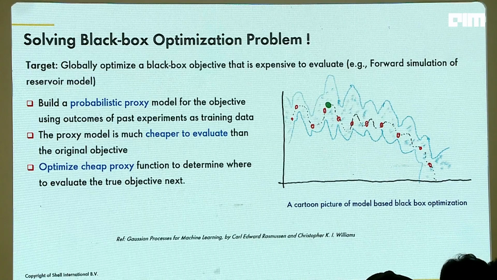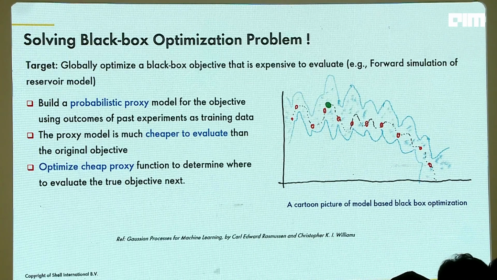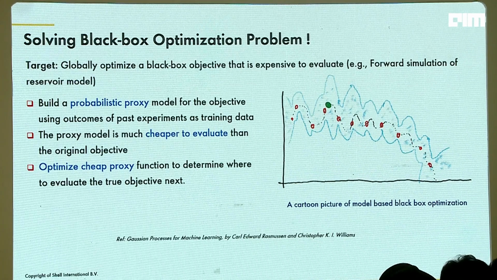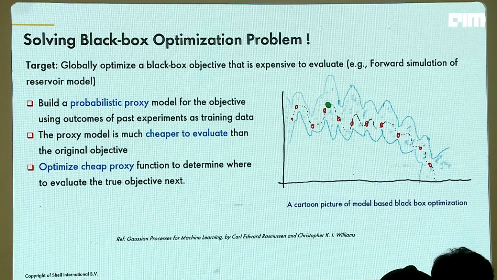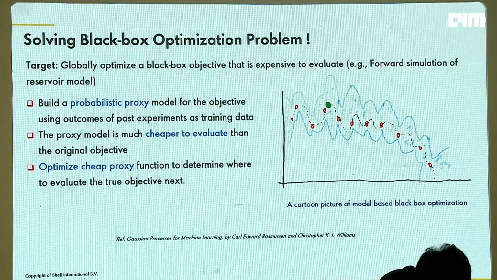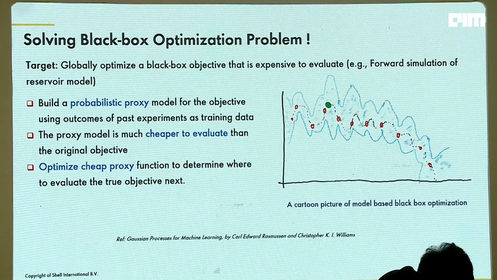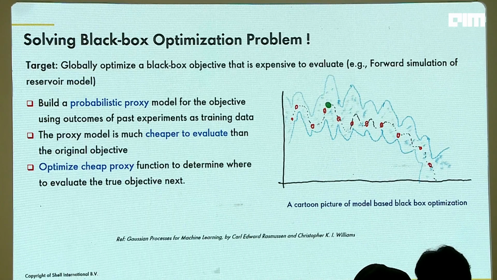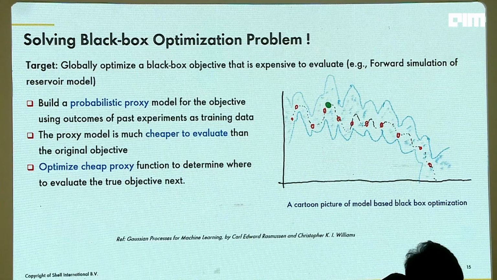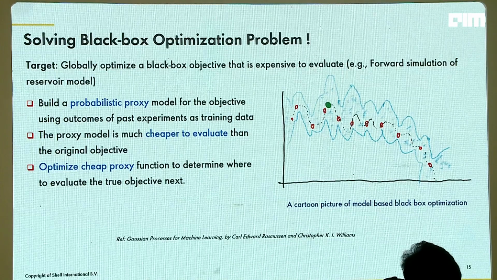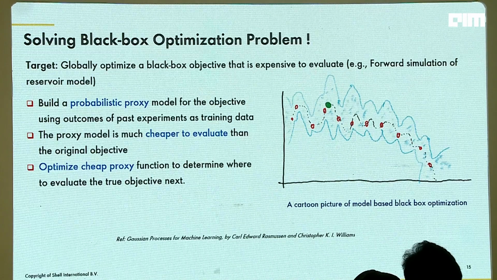So how do you solve this? Even though we know it's a sequential strategy we have to implement, how do you solve this optimization problem? The target is global optimization. It's a black box objective function which is expensive to evaluate. As I said, forward simulation of a reservoir model is one such example.